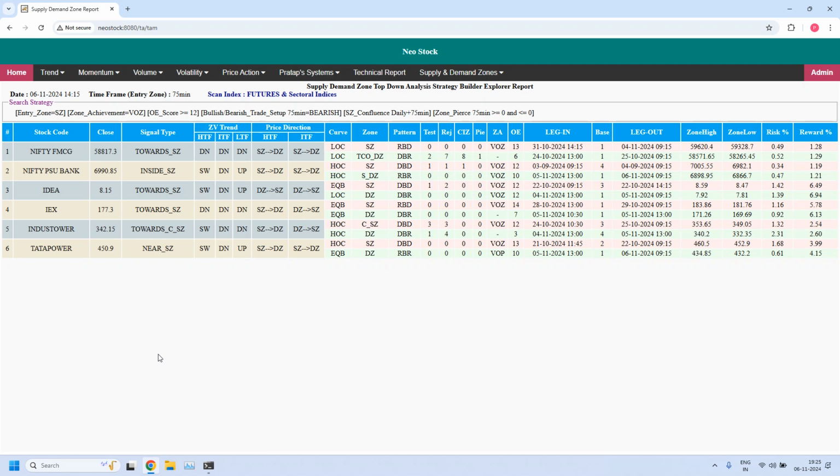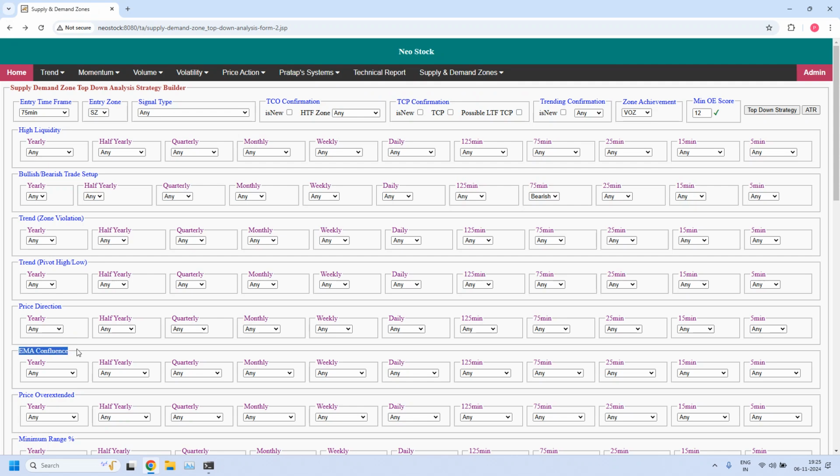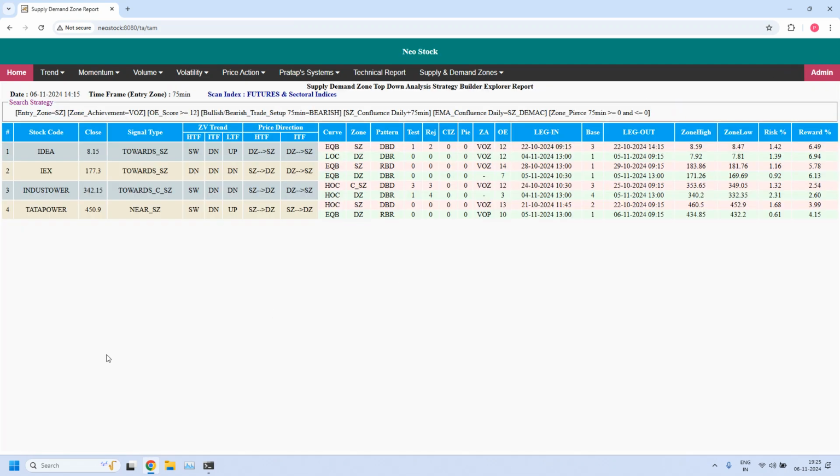So in these 6 stocks, the 75 minutes entry zone is part of the daily supply zone. And the daily trend is a downtrend. If any of these daily supply zones are having a daily EMA confluence, they are even more high probability setup. At daily time frame, daily supply zone with daily EMA confluence, we got 4 stocks. And these 4 supply zones are even more high probability supported supply zones because they have EMA confluence.